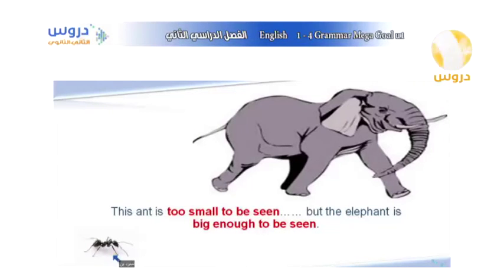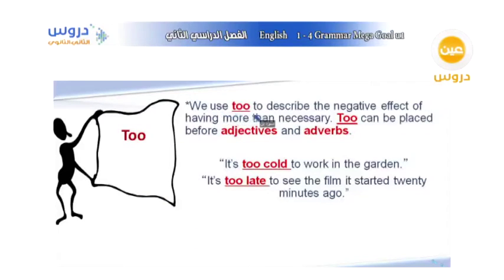Okay, here, this is an ant. This ant is too small to be seen. Barely can we see it. But the elephant here is big enough to be seen. What about the difference between too small and big enough? Let me tell you. We use too to describe the negative effect of having more than necessary. We use it when we describe a negative effect.